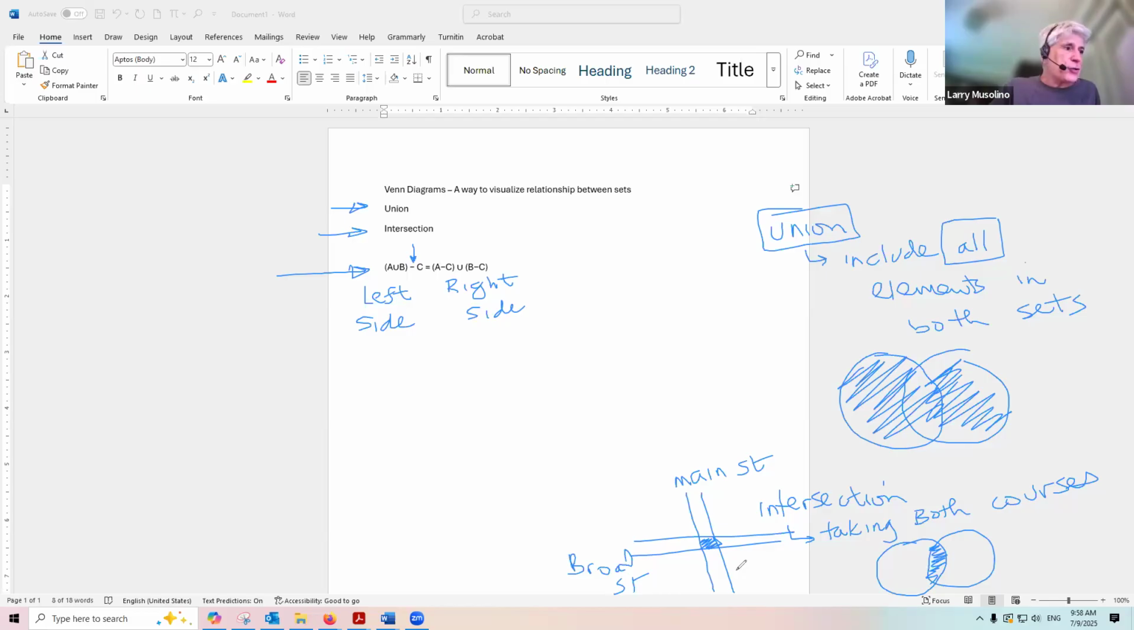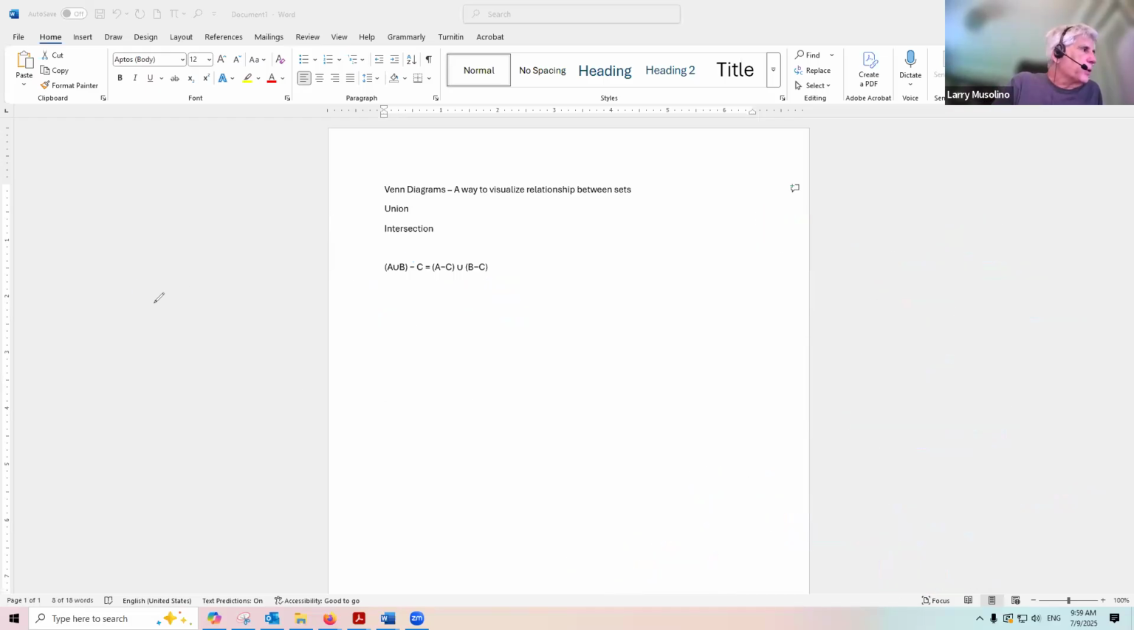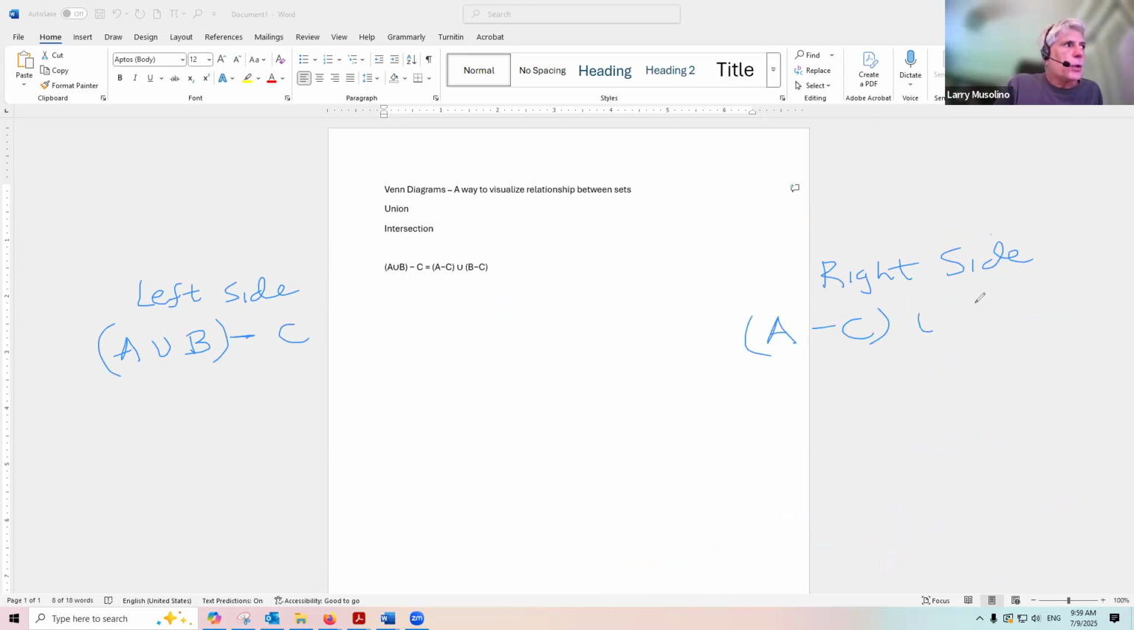Well, the subtraction sign says remove that region from the diagram, meaning unshade that region that you want to subtract. All right, so let's do this example here just to get a feel for how we can set this up. Let's do the left side here, which is A union B subtract C, and then the right side over here, which is A subtract C union B subtract C.